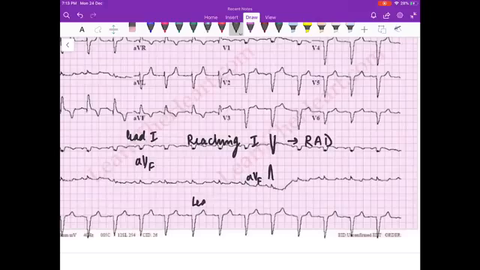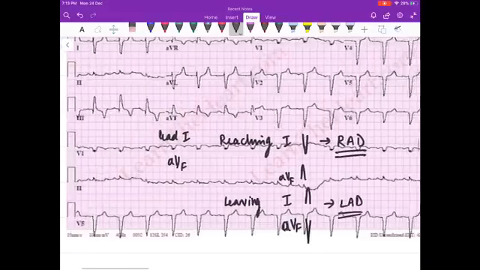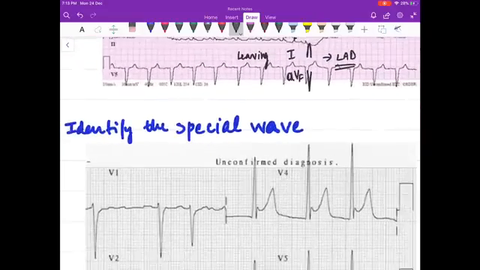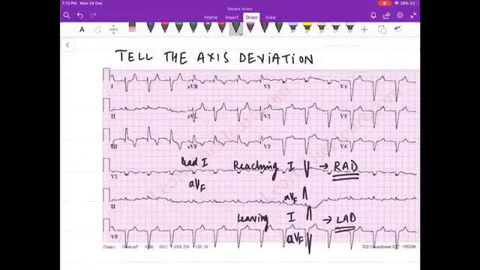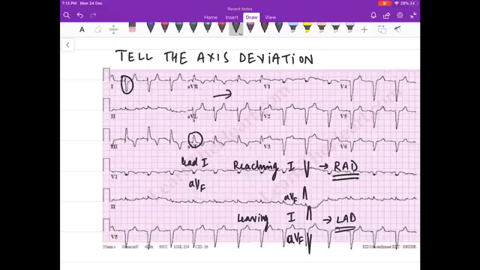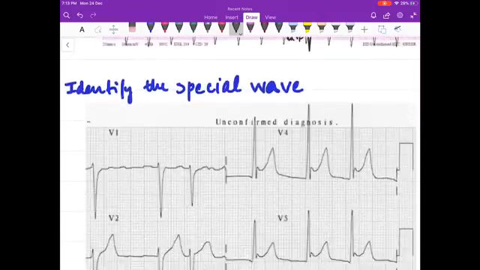But if we have a leaving pattern, in lead 1 it is positive and in lead AVF it is negative, then it is a left axis deviation. Okay, so we see that in this lead 1 is negative and lead AVF is positive, so it is a reaching pattern. So reaching, R for reaching, R for right axis deviation.